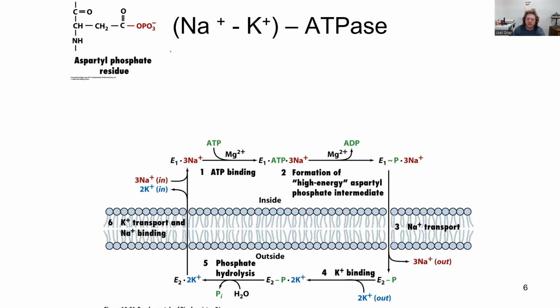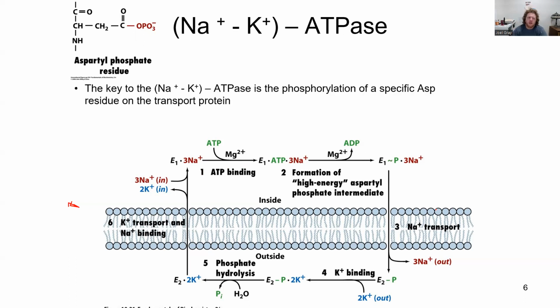Now, sodium potassium ATPase. Anytime you look at a pathway like this, the most important thing is to be able to visualize what it is that you're talking about. And in order to visualize it, I think the best thing for you to do is to find a starting place. Now, a couple of things that you need to know.